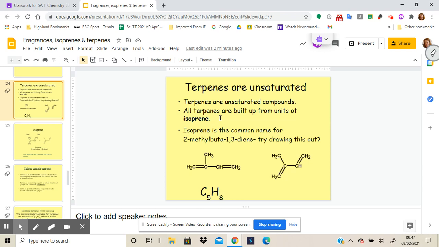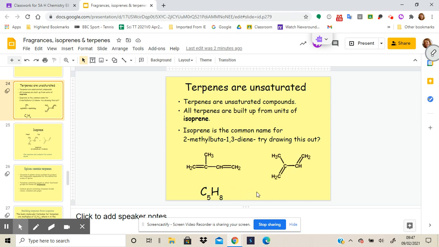Now, an isoprene unit, you will need to know the name for this and be able to draw out an isoprene unit. Now, if you think about it, it's 2-methyl-buta-1,3-diene. So 4 carbons in a row, double bond off the first and the third, and a methyl group off the second. So it's C5H8.